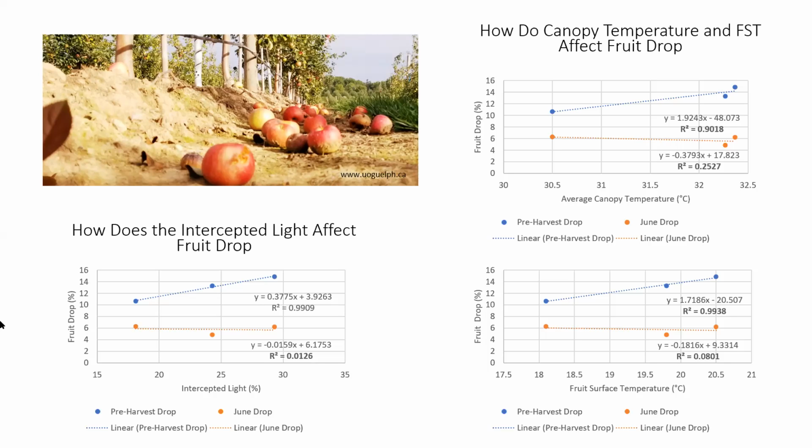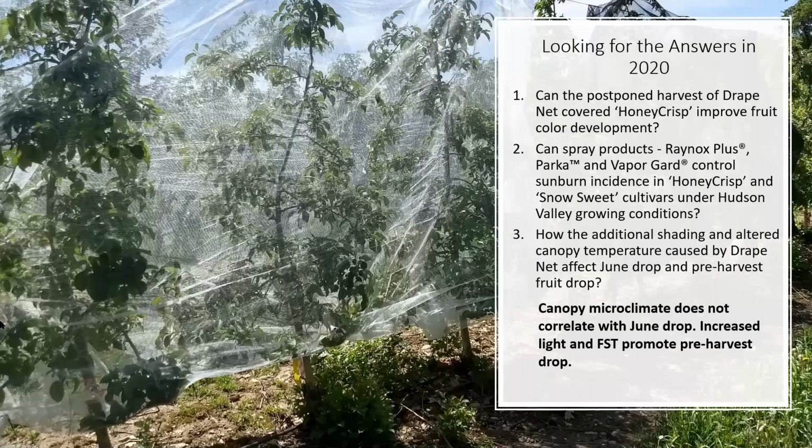And to answer our third question, how the additional shading and outer canopy temperature caused by drape net affect June drop and pre-harvest drop: the canopy microclimate does not correlate with the June drop, but increased light, canopy temperature and fruit surface temperature promote pre-harvest drop.